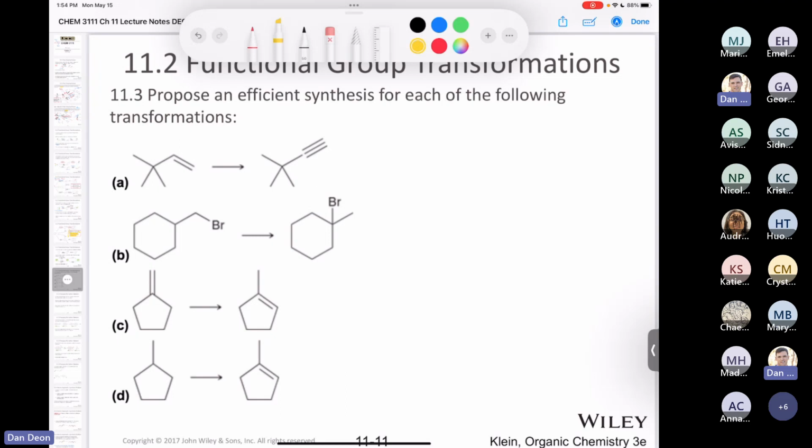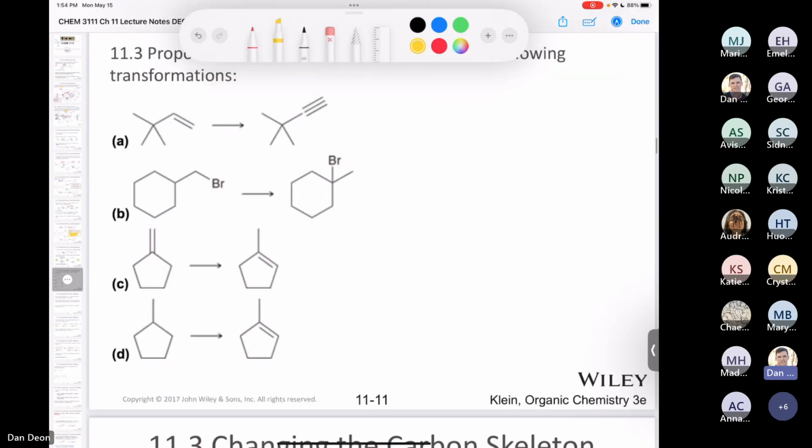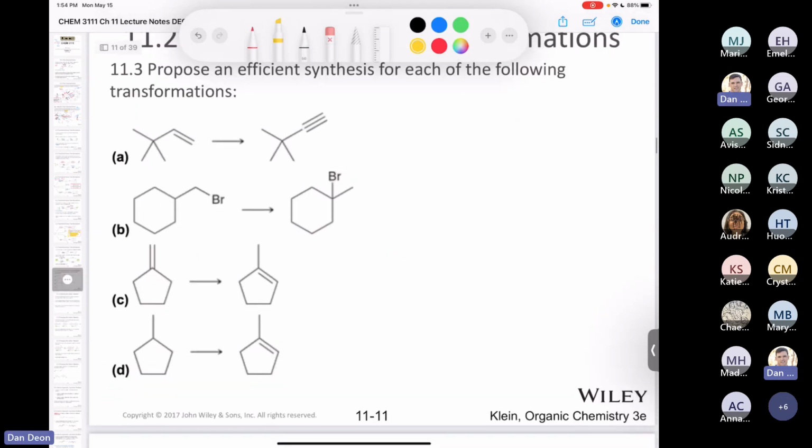So let's take a look at the first two and then we'll take a short break and I'll see if you can tackle some on your own. So let's say we want to tackle A. We want to convert this alkene into an alkyne. So are we changing the carbon skeleton at all? Is there any change to the number of carbons as we go from the starting material to the product? No. So there's no change there.